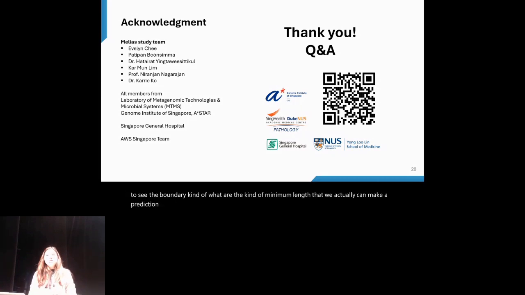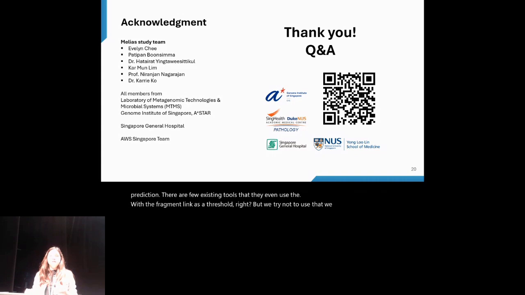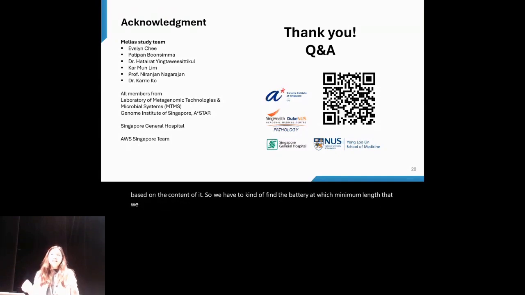There are a few existing tools that even use the fragment length as a threshold, right? But we try not to use that. We try to go purely based on the content of it. So we have to find the boundary, the minimum length at which we have enough content to make a prediction. I don't have an answer for that yet, but that's one of our directions to go toward the metagenomic. Thank you very much.